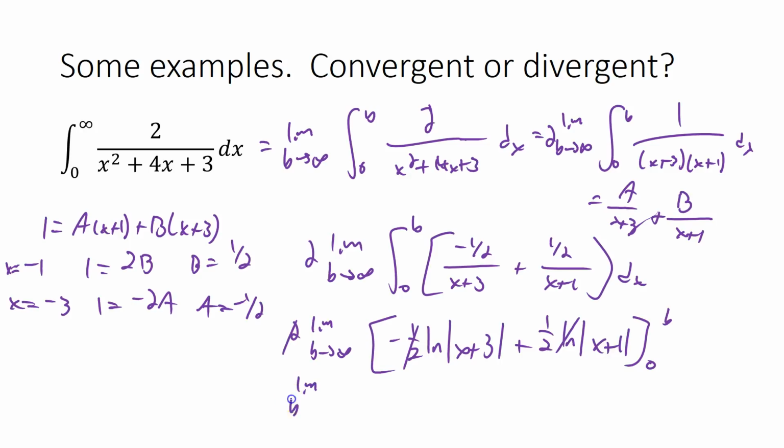So this is the limit as b approaches infinity. Natural log x plus 1 minus natural log x plus 3 is natural log of x plus 1 over x plus 3. That is from 0 to b.